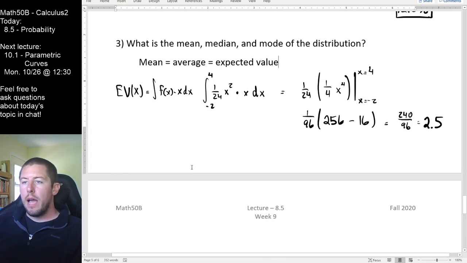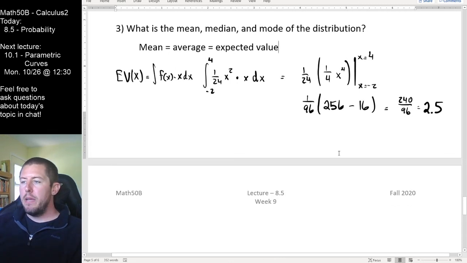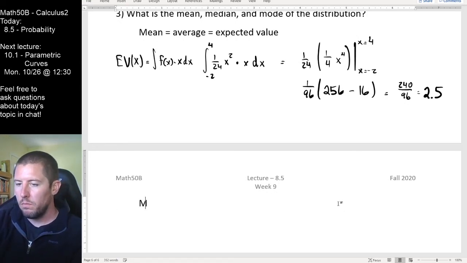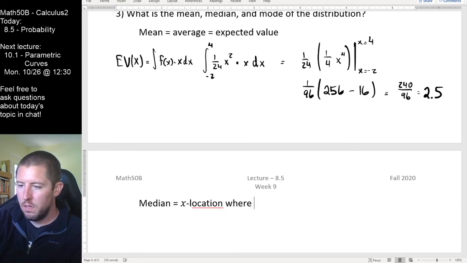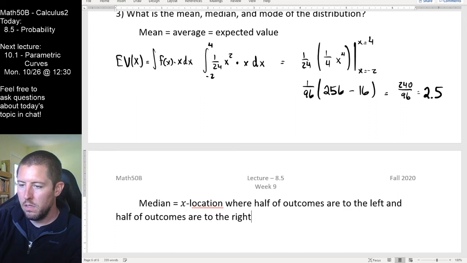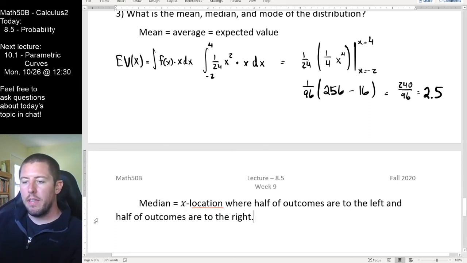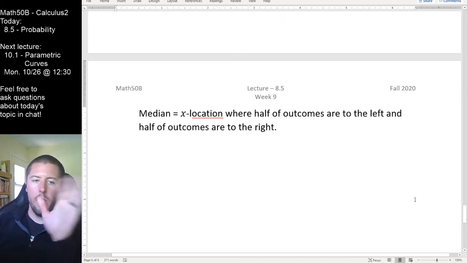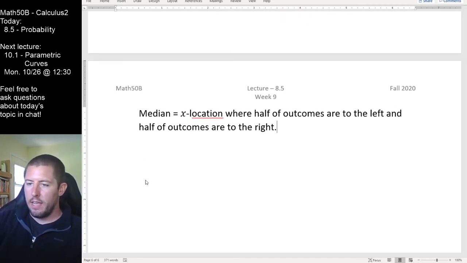So there's our mean. How do we find a median? A median is sort of related to this in a sense. They're both measures of center. A median is an x location where half of the outcomes are to the left and half of the outcomes are to the right.